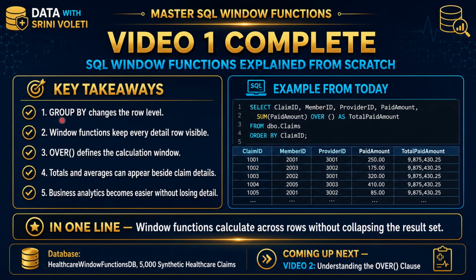The second major point is that window functions keep every detail row visible. That means we can display the individual claim and also display the analytical values beside that claim, such as totals, averages, counts, ranking, and comparisons. The third major point is that the over clause defines the calculation window. In today's first example, sum of the paid amount with an empty over clause calculated the total paid amount across all qualifying rows and repeated that value beside every claim.